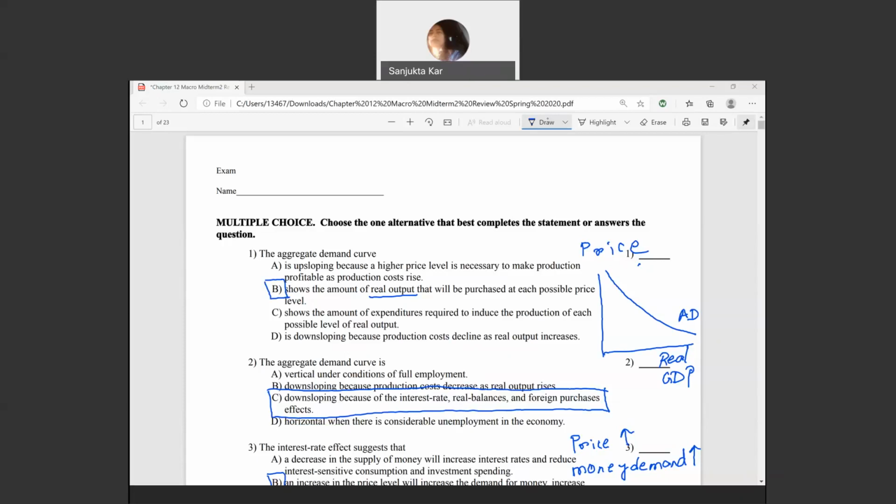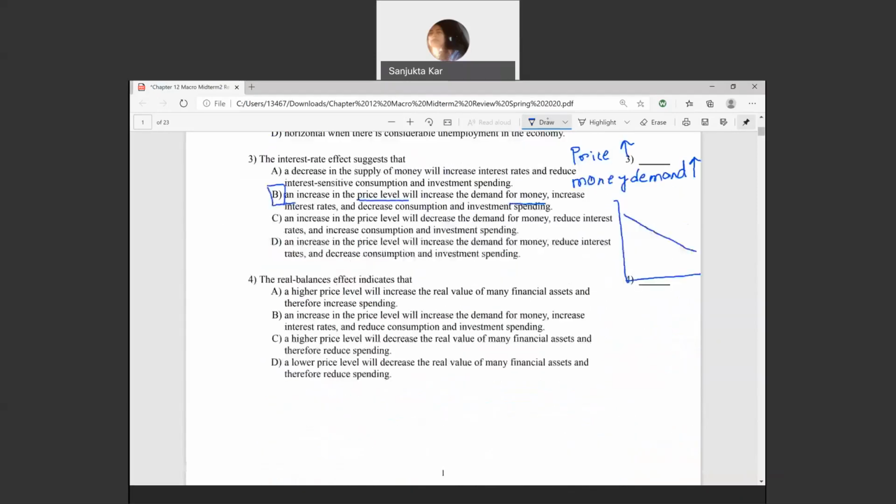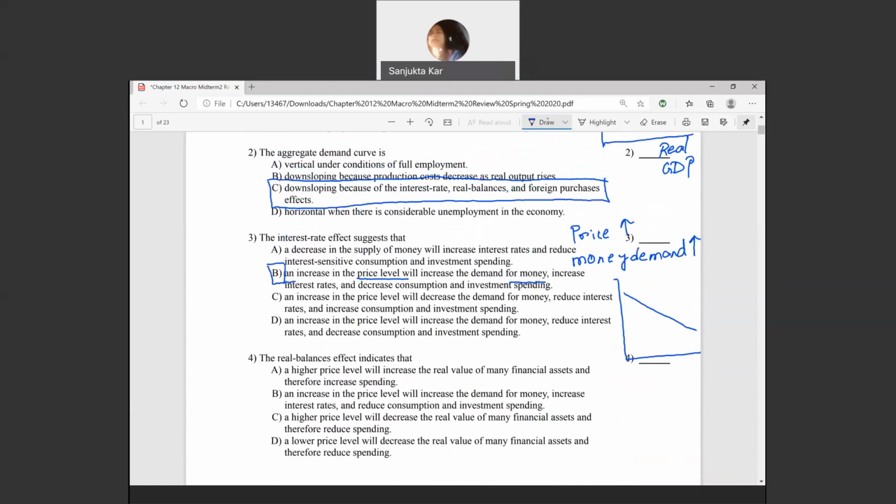sloping. Now this curve is downward sloping because of the interest rate effect, real balances effect, and foreign purchases effect. Now moving forward to question number 3. Interest rate effect suggests that. Answer is going to be B here, and I was initially planning on doing this concept later on, but because this is a question here, I'm just going to go ahead and do it. Let me explain the solution here.